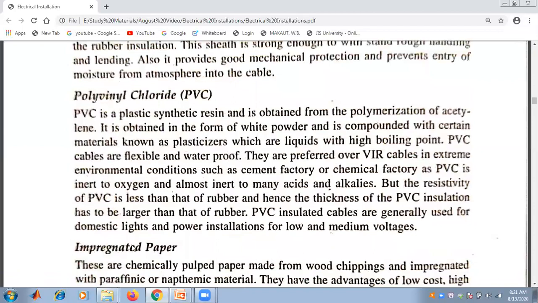Another is polyvinyl chloride, or as we all know, PVC. PVC is a plastic synthetic resin obtained from the polymerization of acetylene. It is obtained in the form of a white powder and compounded with certain materials known as plasticizers.